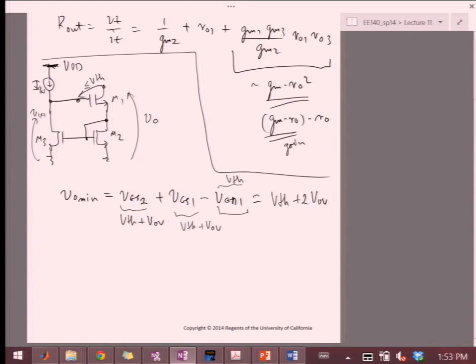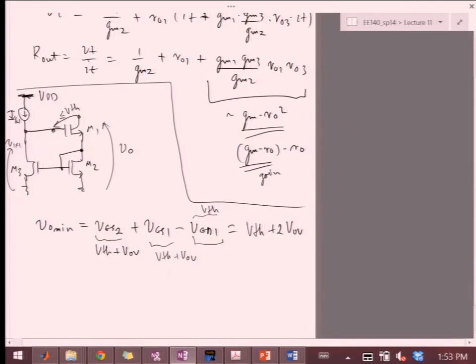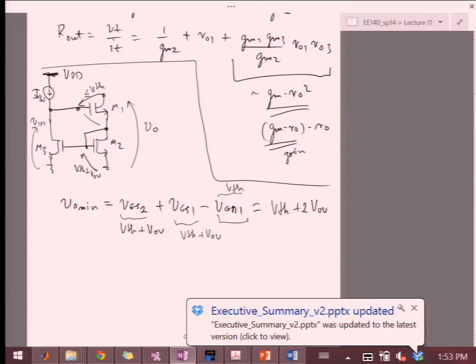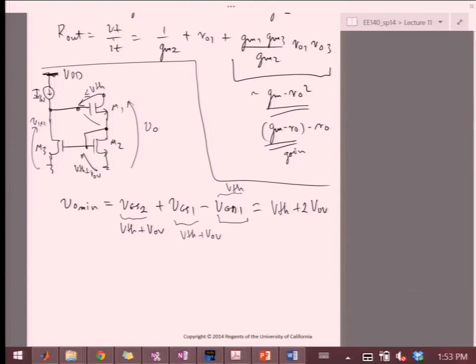Okay, this is something you sort of have to become skilled at, right? So you just look at this and say, okay, here I have VTH plus V overdrive. Then here I have another VTH plus V overdrive. And then I go down by VTH. So then this is 2 VTH plus V overdrive. Okay.